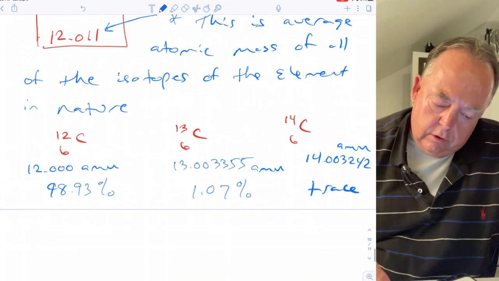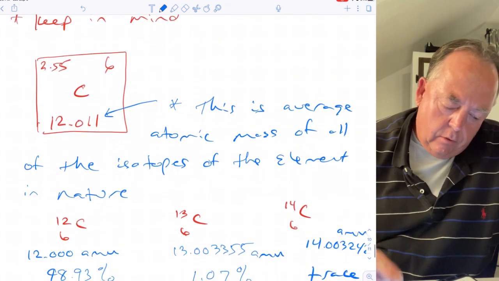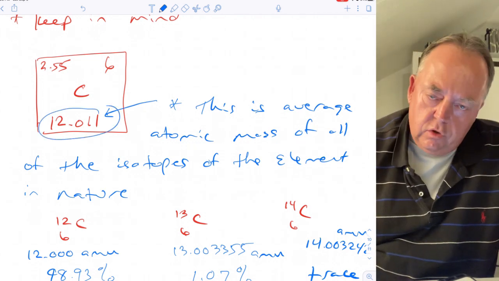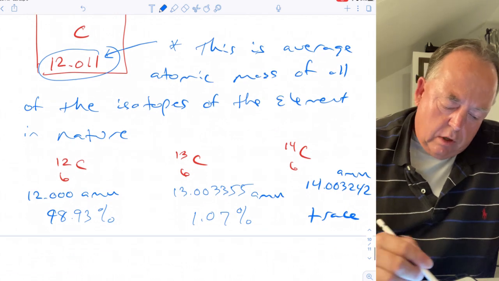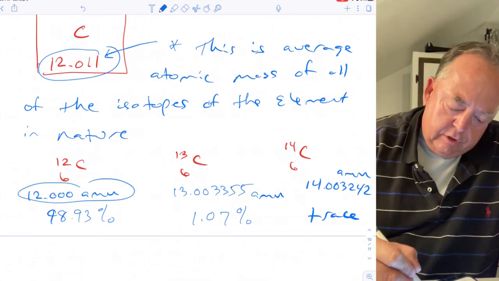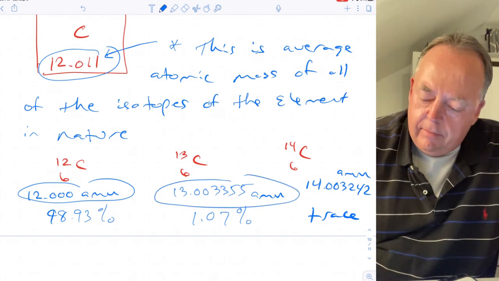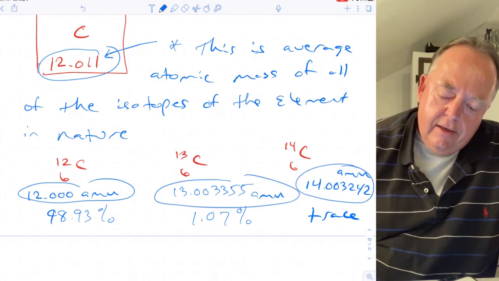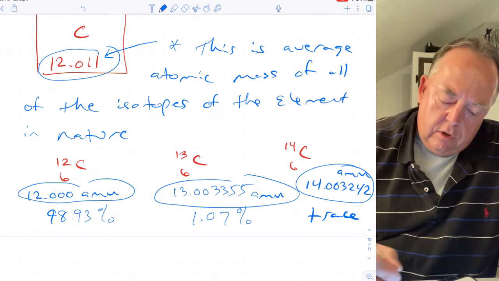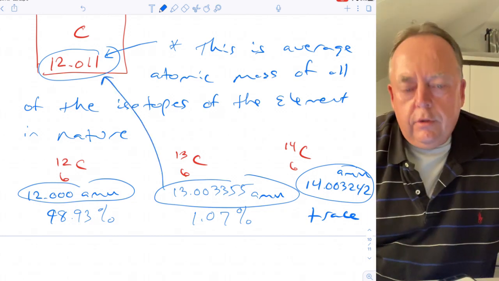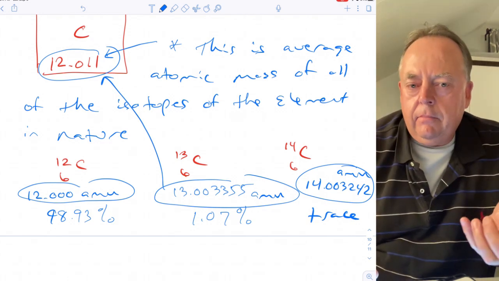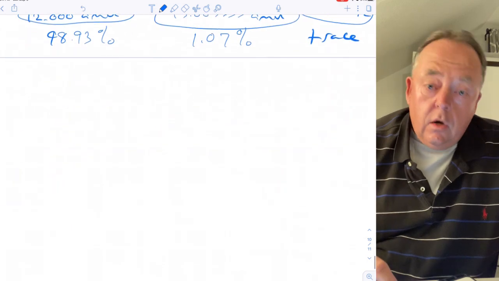Okay, so just to reiterate then, that is the average atomic mass of all of the isotopes in nature. So carbon-12 has a mass of exactly 12 atomic mass units, but there's some carbon-13 in nature which has a higher mass, and some carbon-14 in nature. And if you took the mass times the abundance and then added those all together, you would get the 12.011, right? So the number at the bottom you have to keep in mind is the average atomic mass. Okay, we'll stop there.